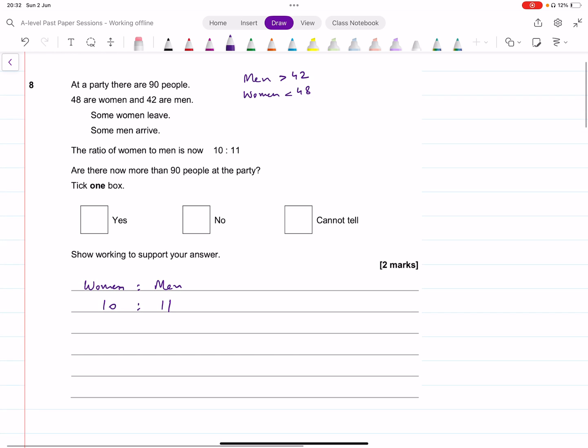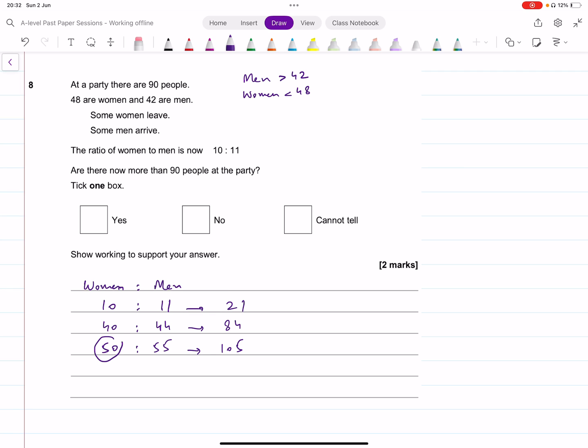Okay, now how do we think about this? We don't know how many women are leaving and how many men are arriving. So we don't know if the number is less or greater as such for now. But let's think about what the possibilities are. 10 to 11. Let's make it somewhere closer to 90. So the total number right now is 21. Can we take it closer to 90 somehow? 21 into 4, that is 84. So if the total number was 84, what would this be? 40 and 44. Okay, and if the total number was more than 84, 21 into 5, that will be 105. The ratio would be 50 and 55. Okay, let's see which one of them is possible.